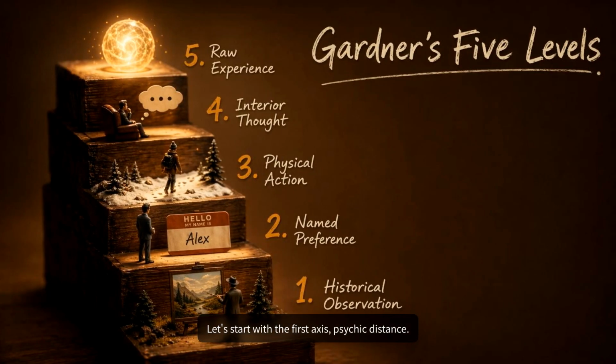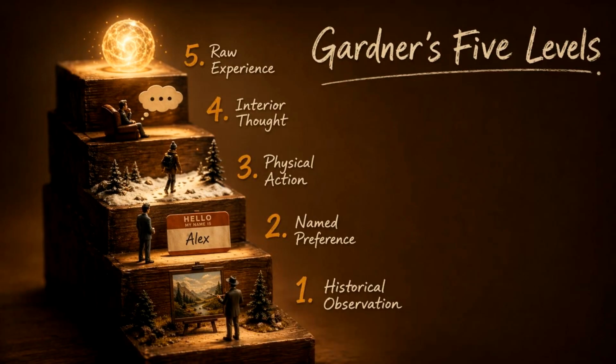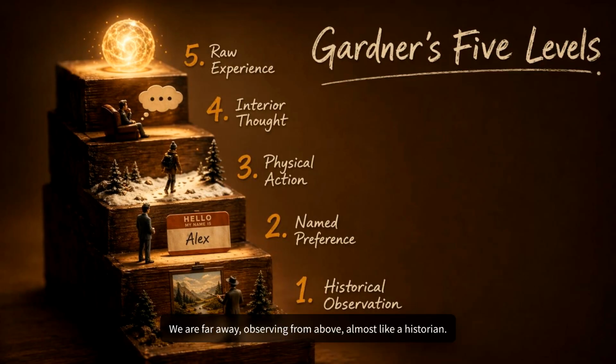Let's start with the first axis, psychic distance. The clearest map of this spectrum comes from John Gardner. He described 5 distinct levels, moving from maximum distance to maximum intimacy. Level 1 is maximum distance. It sounds like this. It was winter of the year 1853. A large man stepped out of a doorway. We are far away, observing from above, almost like a historian.